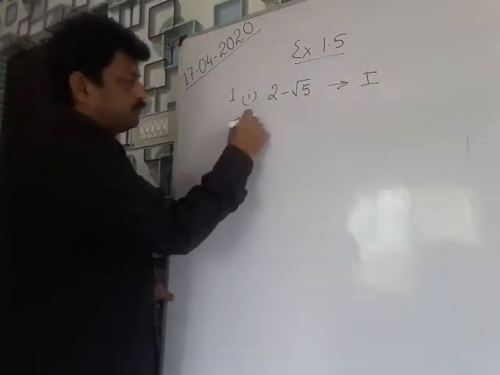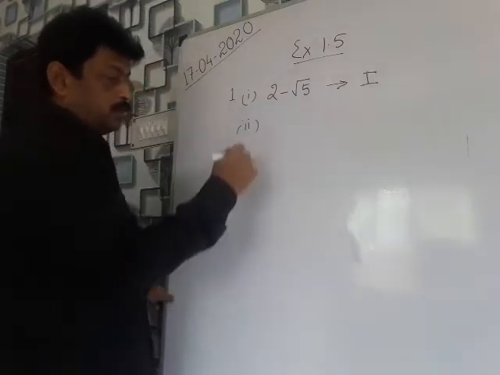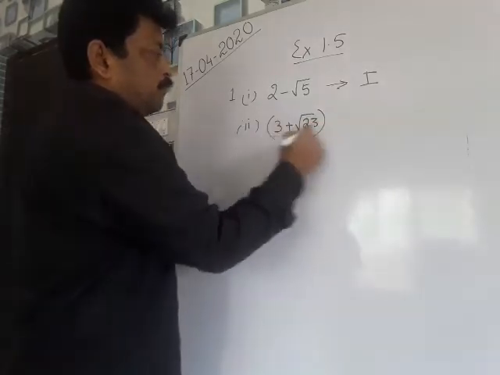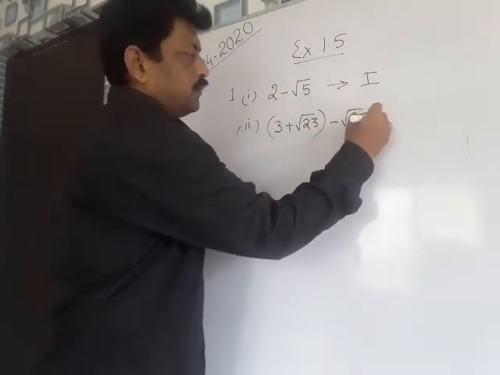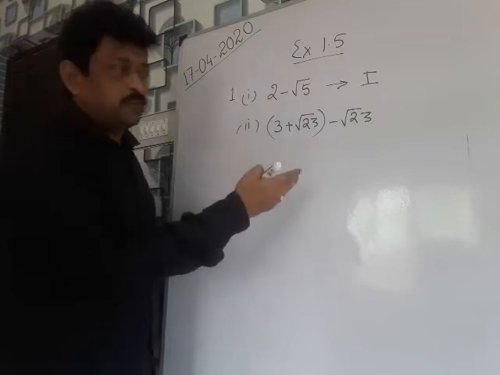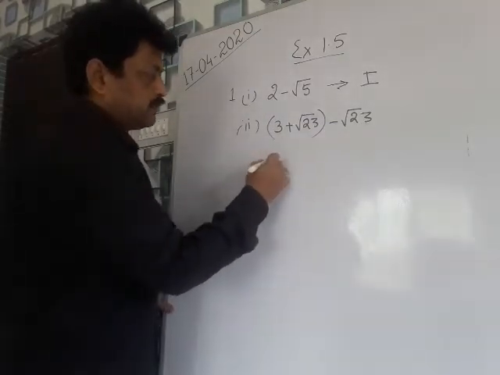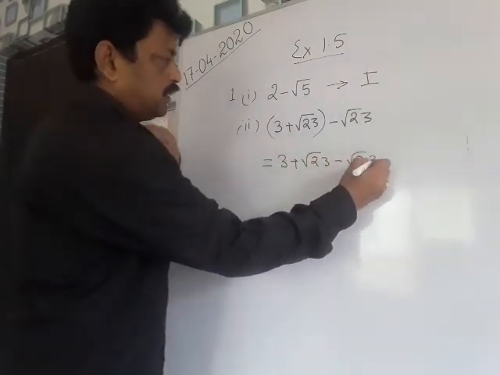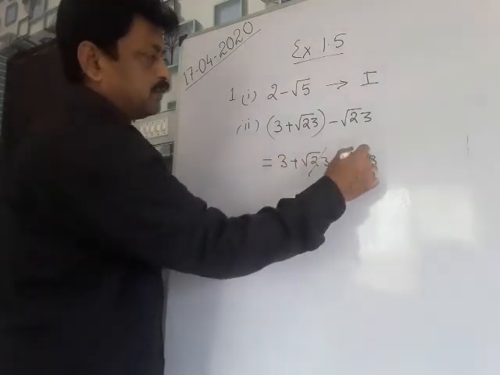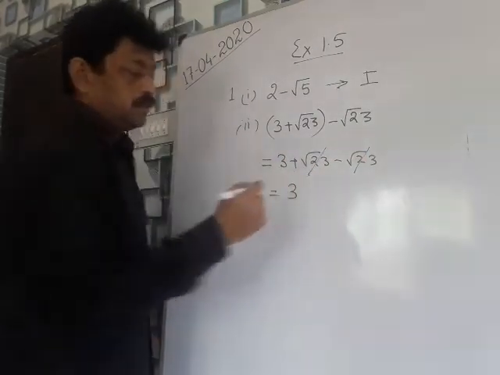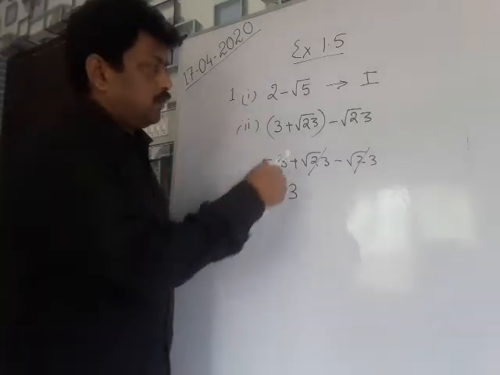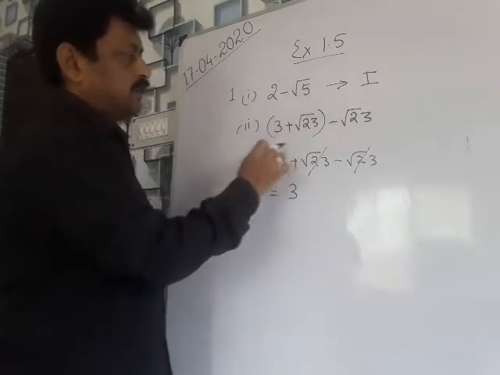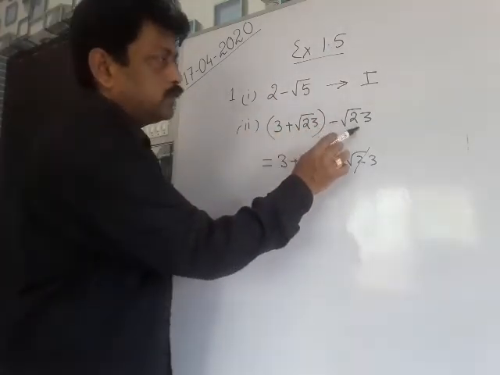Number 2, it is 3 plus root 23 minus root 23. Now see, this is not simplified form, we have to simplify it. Let us find the result. 3 plus root 23 minus root 23. So these two are cancelled. Ultimately the result is 3, which is rational. Therefore, this is irrational as per the rule. Rational plus irrational is irrational. This is irrational and this is also irrational.